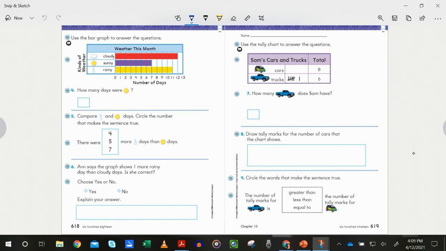Okay. Ooh, 5 says compare. Oh, that word compare. Compare the rainy and sunny days. Circle the number that makes the sentence true. There were blank more rainy days than sunny days. Now remember the word than tells us we're going to subtract. If it said and, that would tell us to add. Okay, so it says than, so we know we're going to subtract. There were blank more rainy days than sunny days. Find your answer.